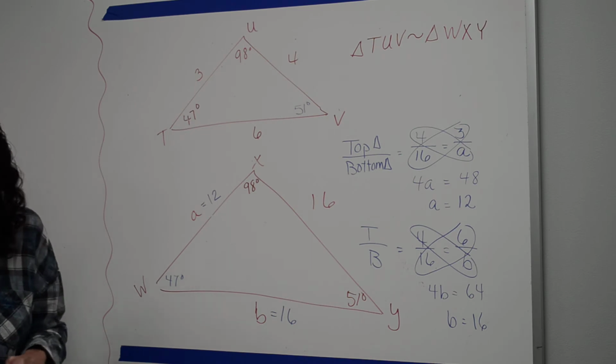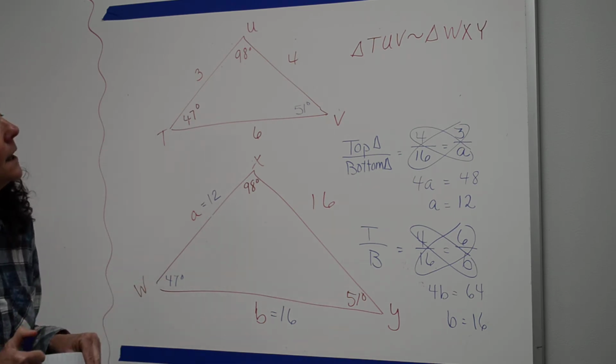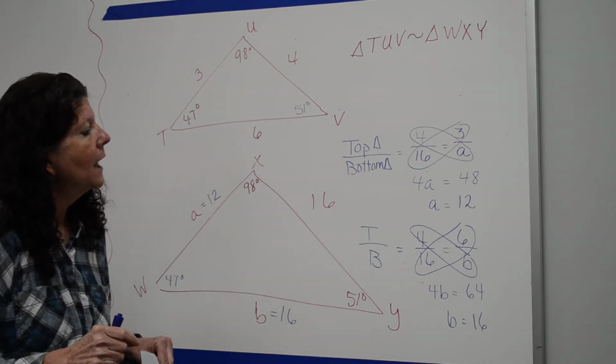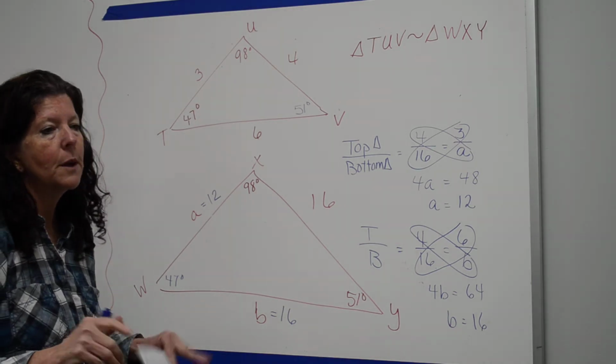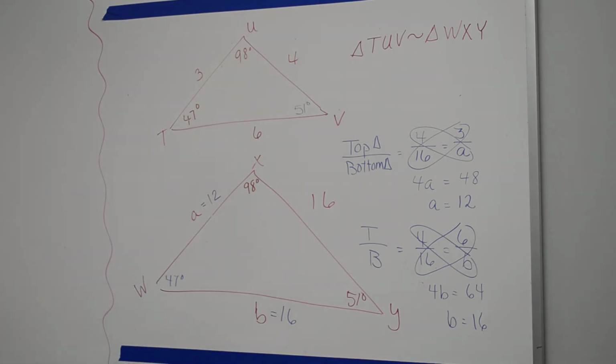So that's how you would use similar triangles to find missing parts. Now I'm going to let you try one, and again, I encourage you to stop the video, do it, and then come back and make sure you got the problem correct.